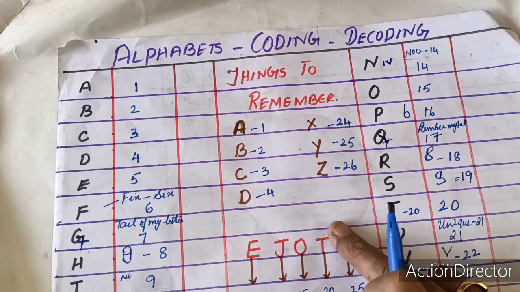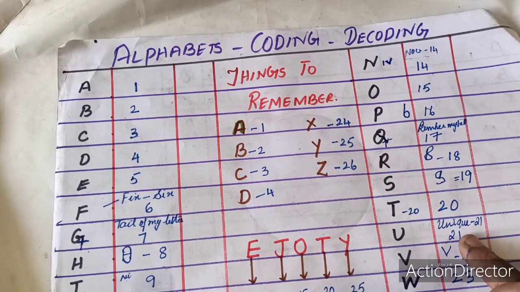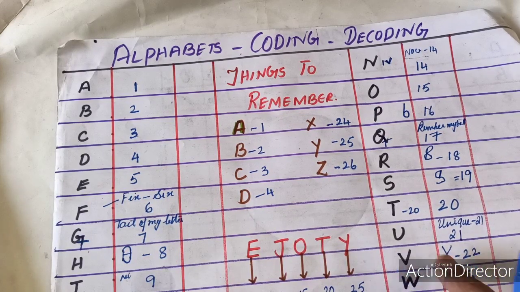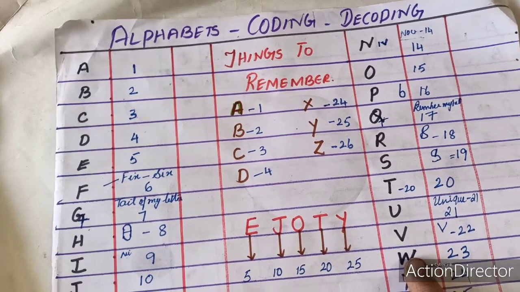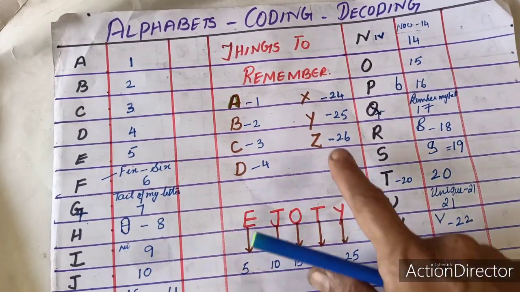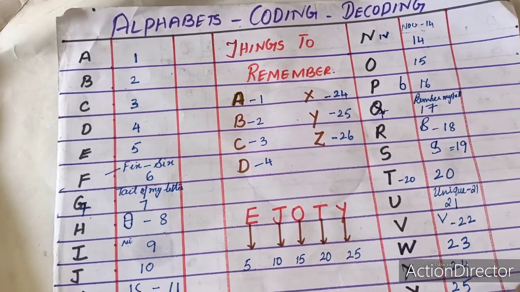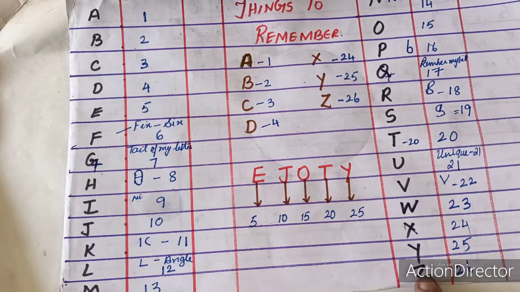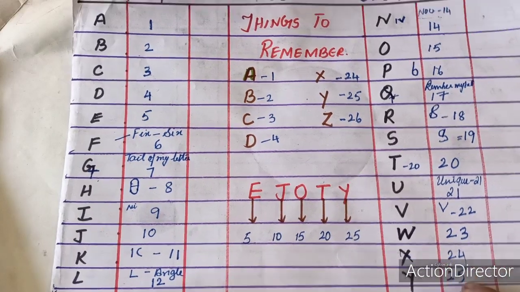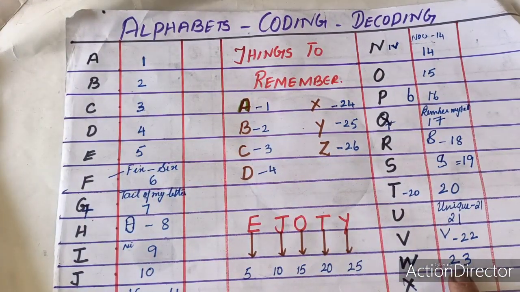T20 matches 20, or else from HOT. And U, unique 21, so it's 21. V looks like 2, victory 2, and so it is 22. W again looks like 3, so it's 23. X is already told, 24, and Y is from HOT, 25. And the last letter is Z, which is 26. Hope now you remember all the numbers for these alphabets in a very easy manner.